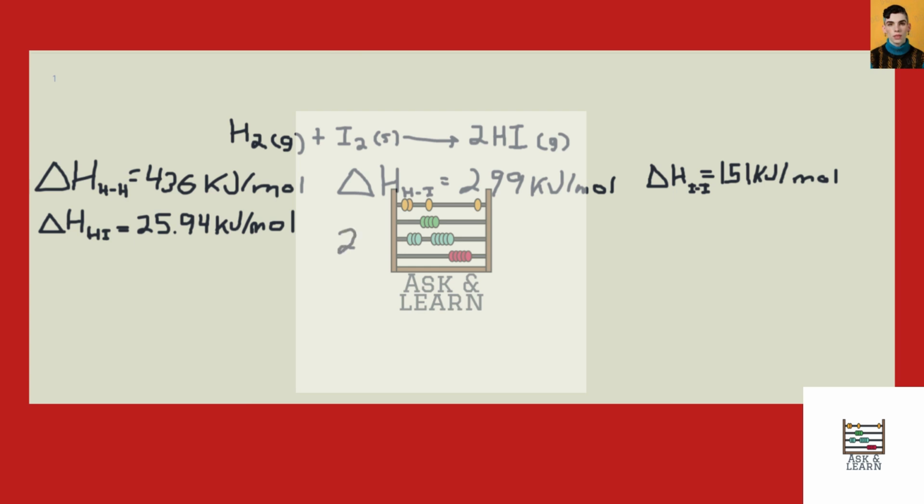So we're going to do 2 times 299. Don't forget we're using Hess's law. Delta H of reaction is equal to delta H of products minus delta H of reactants. So now we subtract back 151 plus 436. Putting this in our calculators: 2 times 299 minus (151 plus 436), so that is going to equal 11 kilojoules.